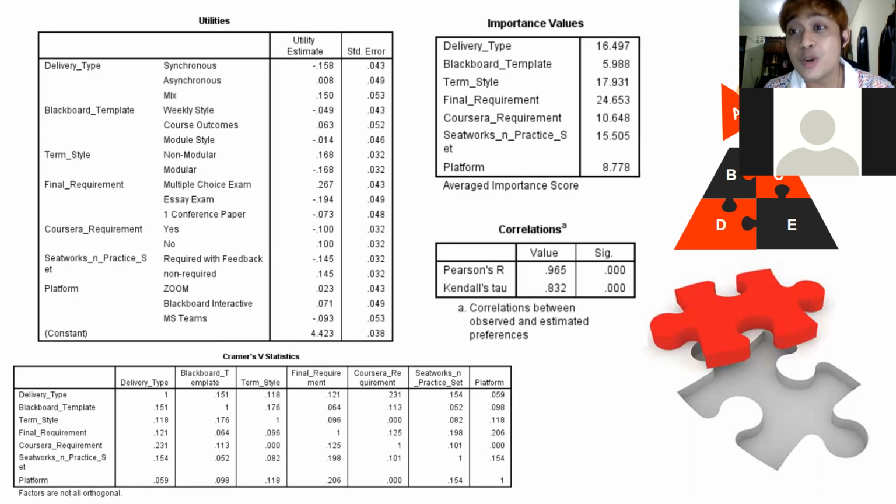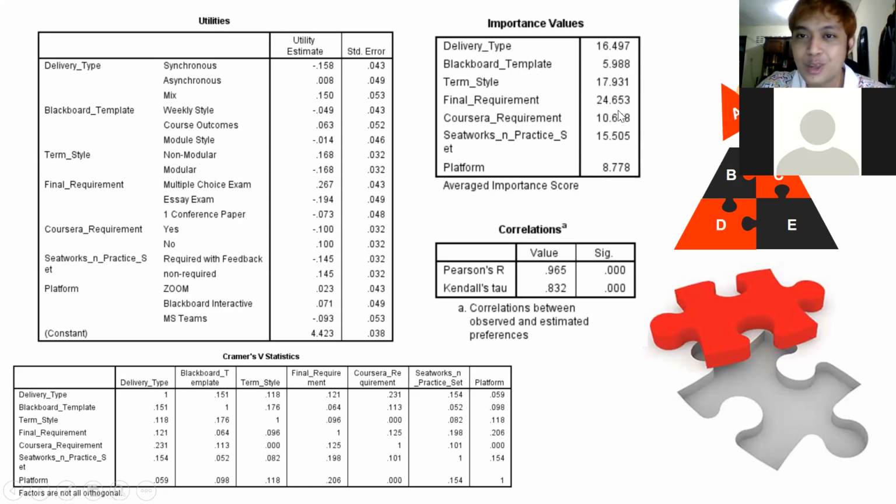So the most important attribute for them, the first, is the final exam. The final exam decides whether they will like it or not. Then the second is the term style, 17. The total is going to be 100, from the software. The third is the delivery type, then the seat work and practice. The Coursera is only 10, lower. The delivery platform is 8, and the Blackboard template is the least important. They don't care about the Blackboard template. It's only 5% here.